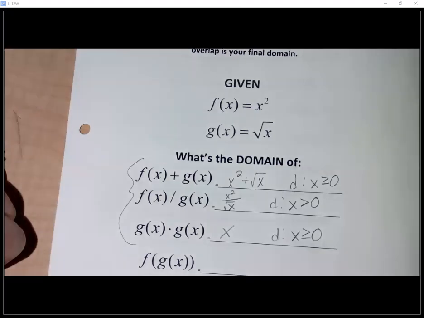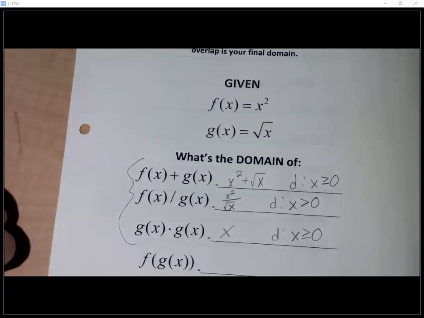Give you another minute to finish these three. We'll see if we all match. I don't know. Maybe I shouldn't have shown you my answers. You did? I did. Oh, that's good.